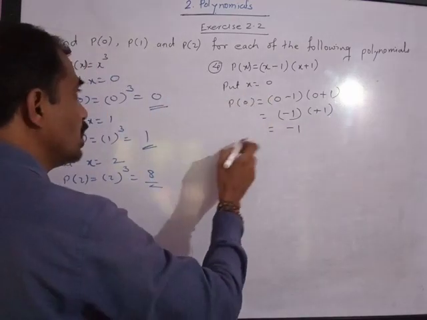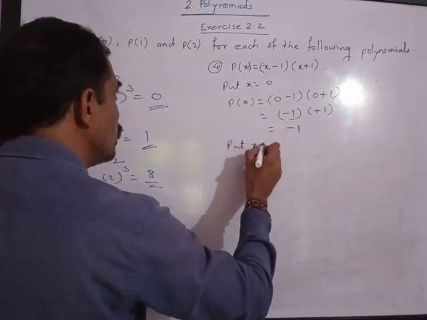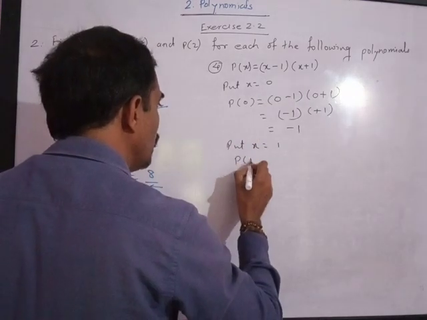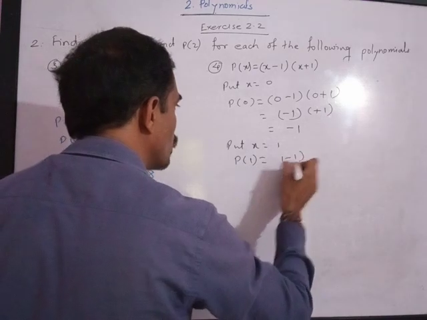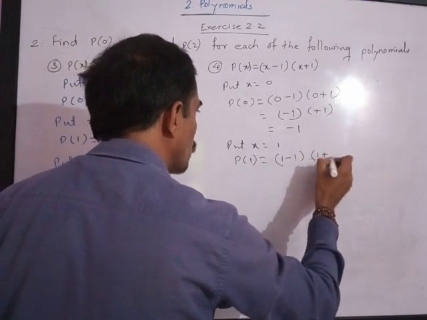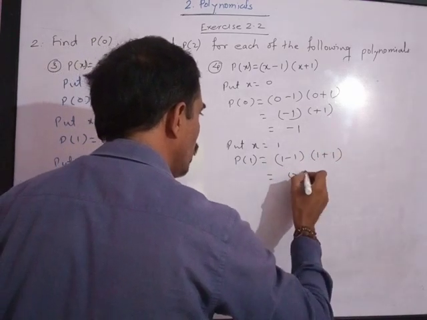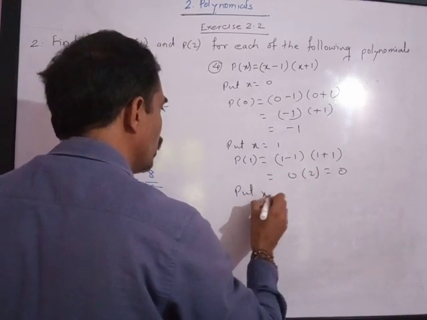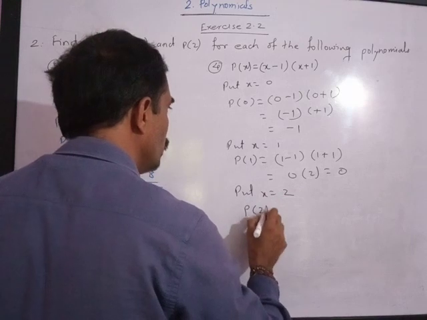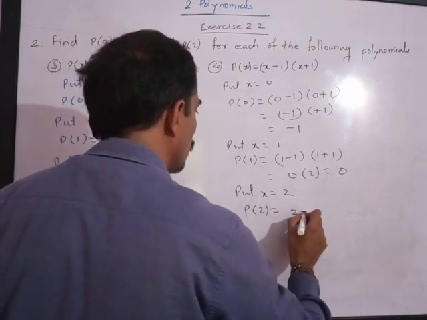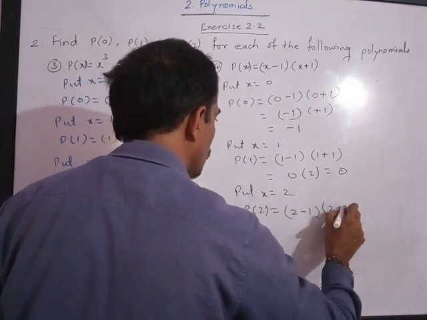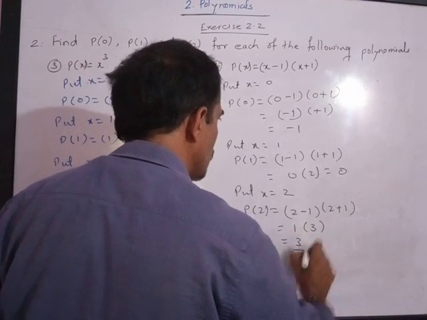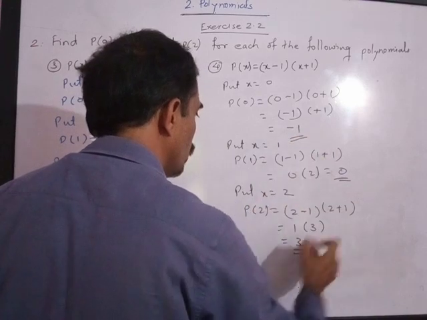Then next is put x is equal to 1, you will get p of 1 is equal to 1 minus 1 into 1 plus 1. So that is equal to 0 multiplied by 2, answer is 0. Put x is equal to 2, you will get p of 2 is equal to 2 minus 1 into 2 plus 1. So that is equal to 1 multiplied by 3, answer is 3. So answers are minus 1, 0 and 3.